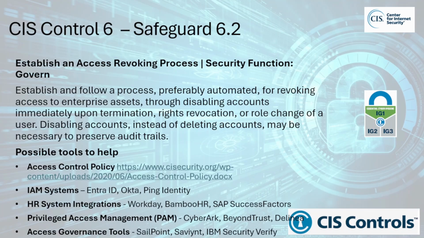3. Privileged Access Management, or PAM. Solutions such as CyberArk, BeyondTrust, Delinea can immediately revoke privileged access, enforce just-in-time access to minimize standing privileges, and log and audit high-risk access revocation events. 4. Access governance tools. Examples include SailPoint, Saviynt, IBM Security Verify. These help enforce regular access reviews and certifications, automate revocation of outdated or orphaned accounts, and support policy-based controls for continuous access monitoring. Some other tools that can help include ITSM tools and endpoint management tools.